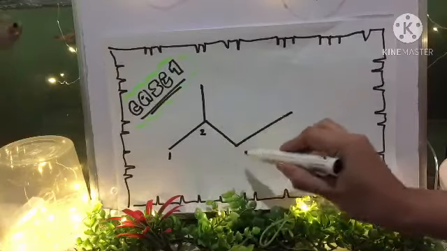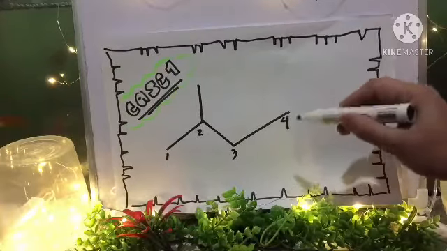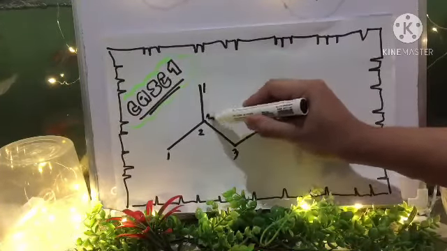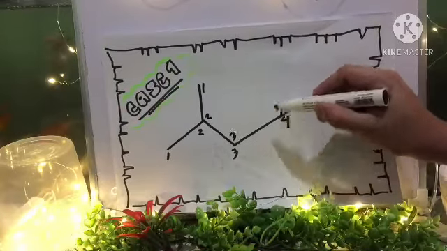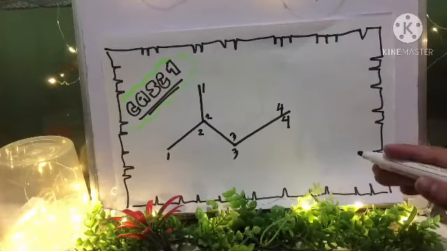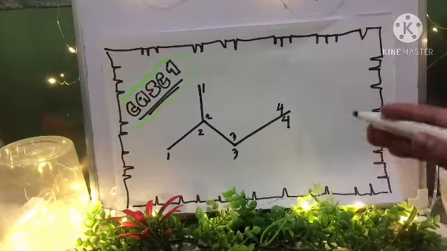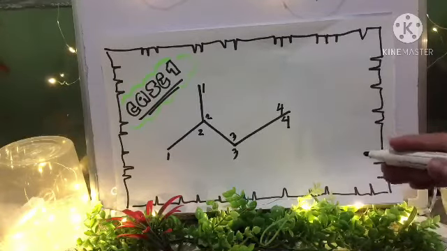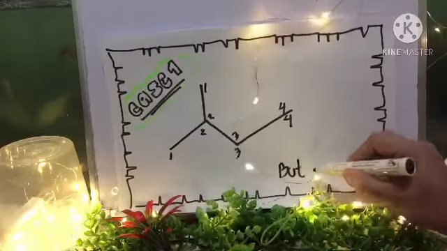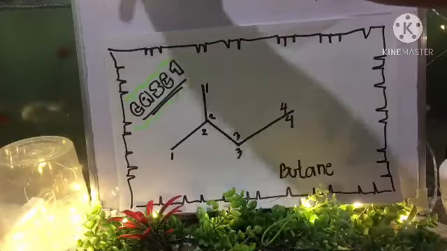There is 1, 2, 3, 4, four carbons this way, or 1, 2, 3, 4 this way. So the longest carbon chain is 4. The prefix for 4 is but, and it ends in -ane for alkane, so we have butane.